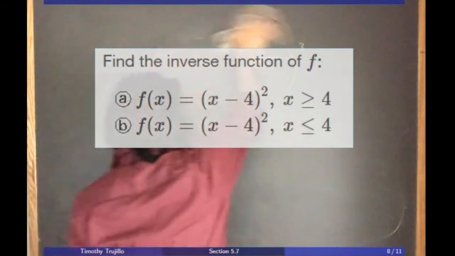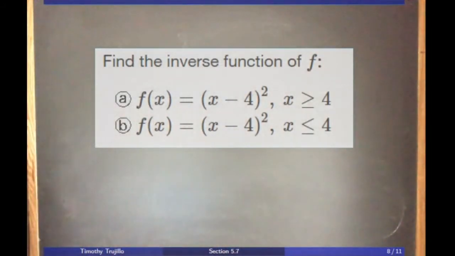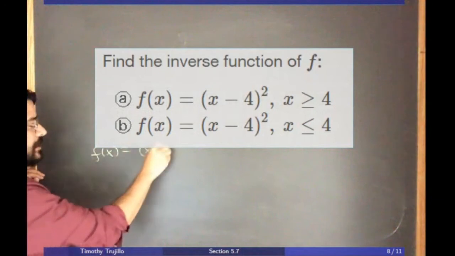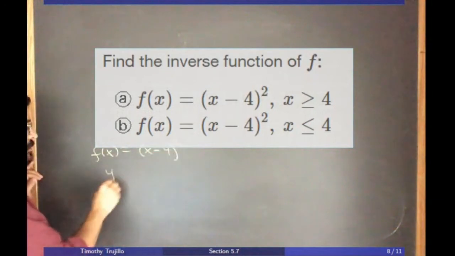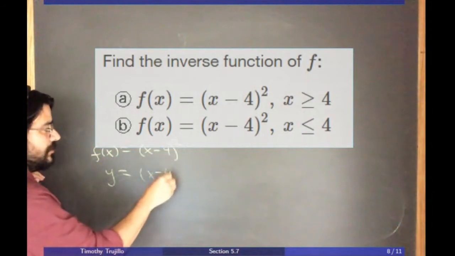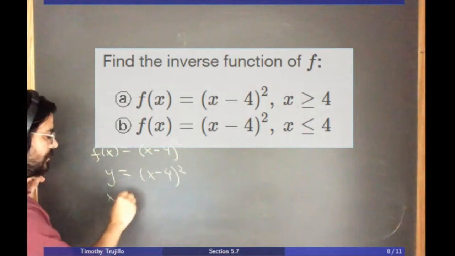So again, that comma with the x is greater than or equal to 4 or less than or equal to 4 is just indicating to you that the domain has been restricted. Okay. So here we're going to look at f of x is equal to x minus 4 squared. Our first step is to look at y is equal to x minus 4 squared. Again, just replacing f of x with y. Then we swap the role of x and y.